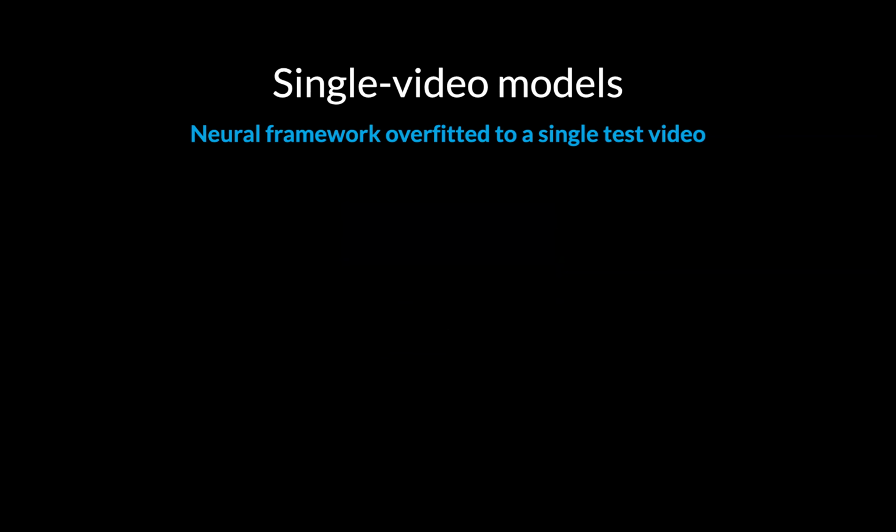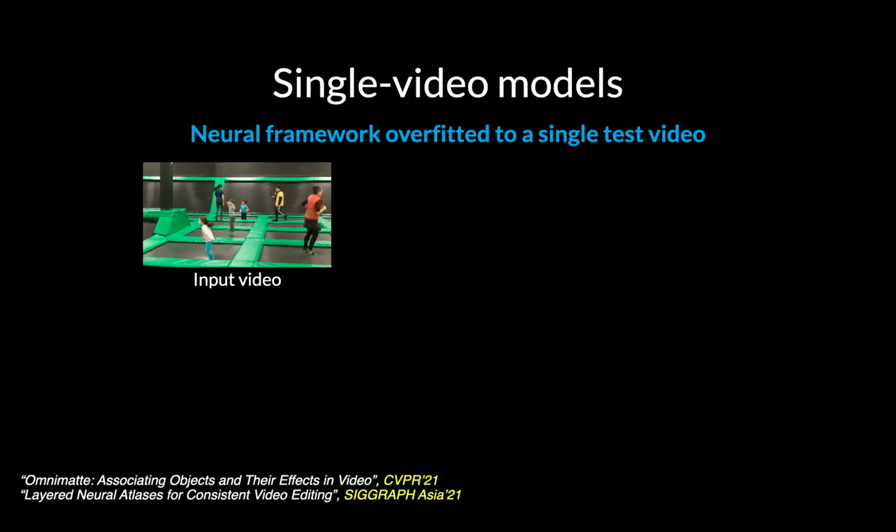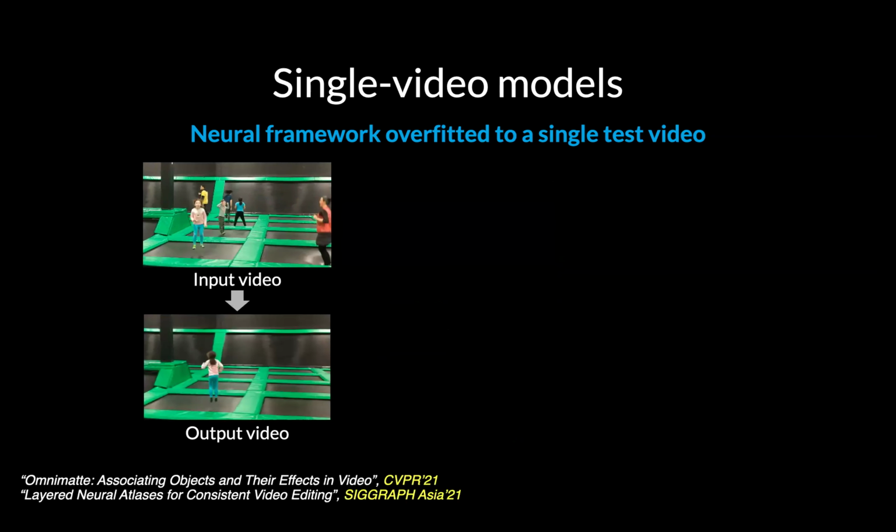So for example, consider this busy scene. We can remove all the people except the desired one from the scene. And you can notice how we are not only removing the people from the scene, but also all the complex scene effects that are related to them, like the complex deformation that are caused to the trampoline.